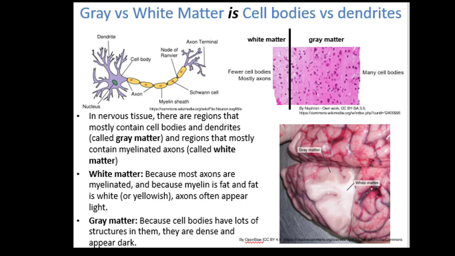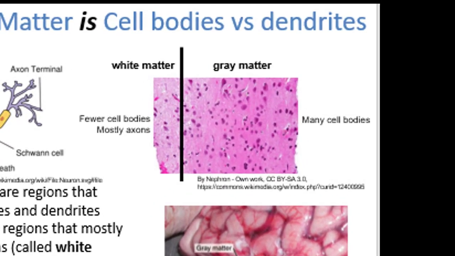Myelin is a fatty layer that covers the axons, insulating the axon and allowing an action potential to travel really quickly down the axon. Now, because this myelin layer is made of fat, fat often appears as light in color, and so that's where we get the white matter from. These myelinated axons are white in color.